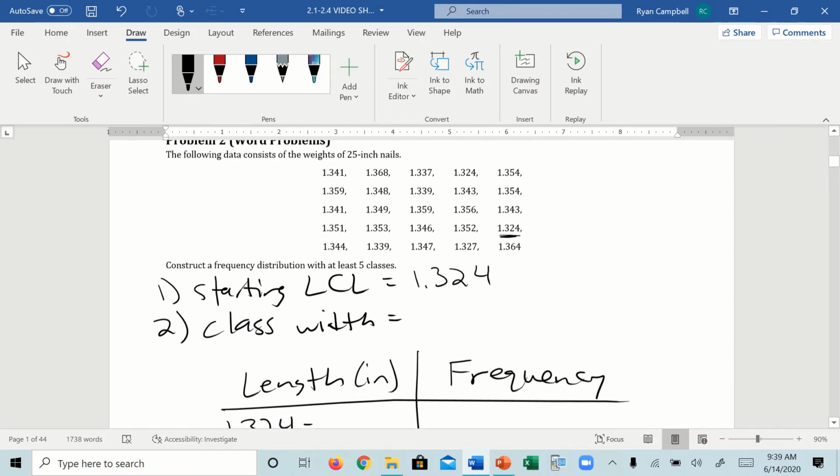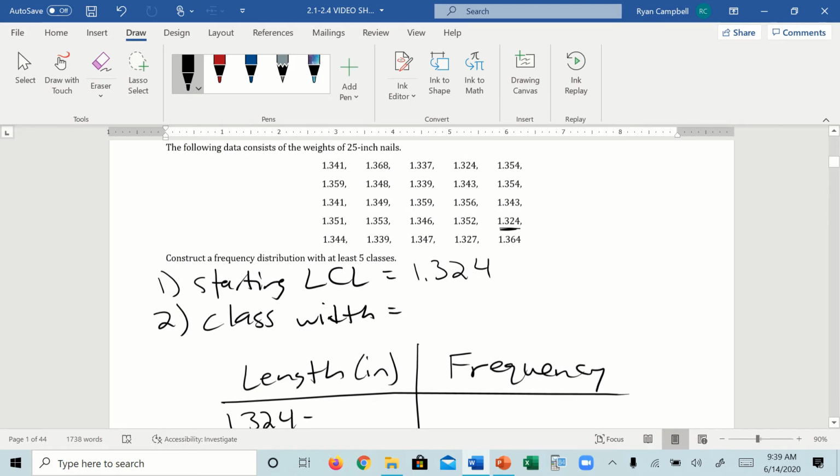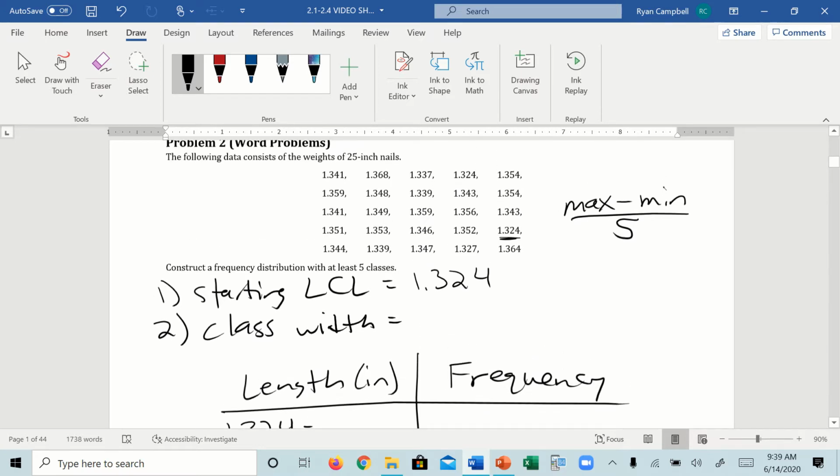So some of us can just do whatever we want. Again, remember, I said a good place to start for the class width is doing the maximum value minus the minimum value, divided by the number that you want. So in this case, we want 5, right? At least 5 classes. At least means you can have more than 5, right? So if you end up with 6 or 7, that's totally okay, but you need to have at least 5.